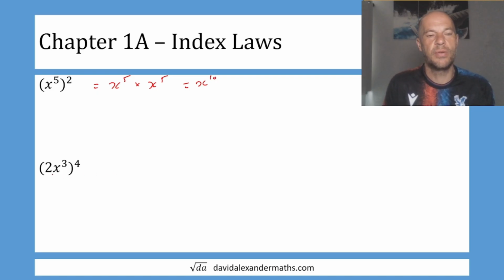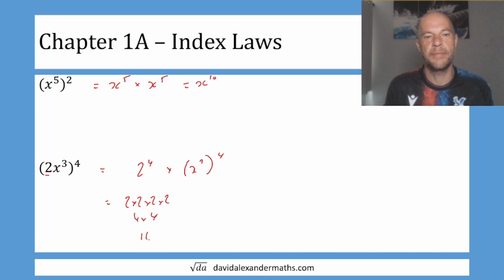Now this next example is similar, but we just need to be careful because there's a 2 in front of the x cubed. So we need to remember that 2x cubed to the power of 4 means 2 to the power of 4 multiplied by x cubed to the power of 4. Now 2 to the power of 4 is 2 times 2 times 2 times 2, which is 4 times 4, which is 16. And x cubed to the power of 4 is x to the power of 3 times 4, so 16x to the power of 12.